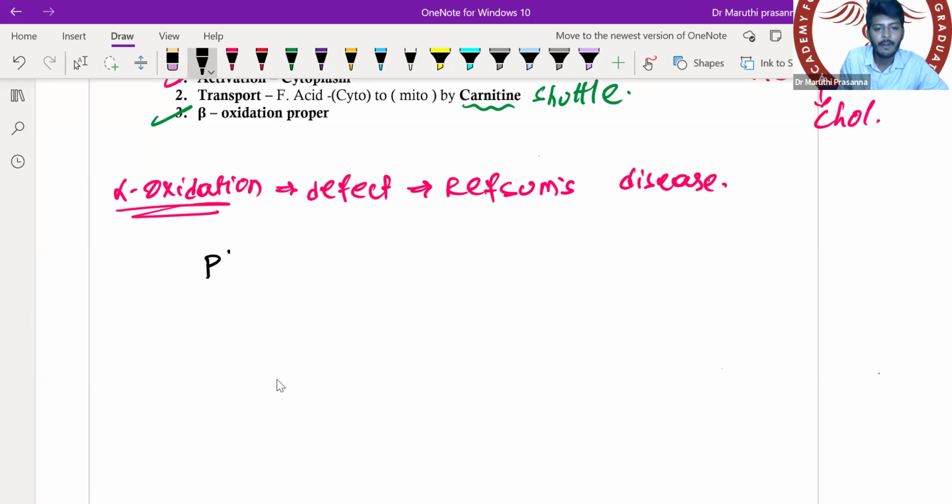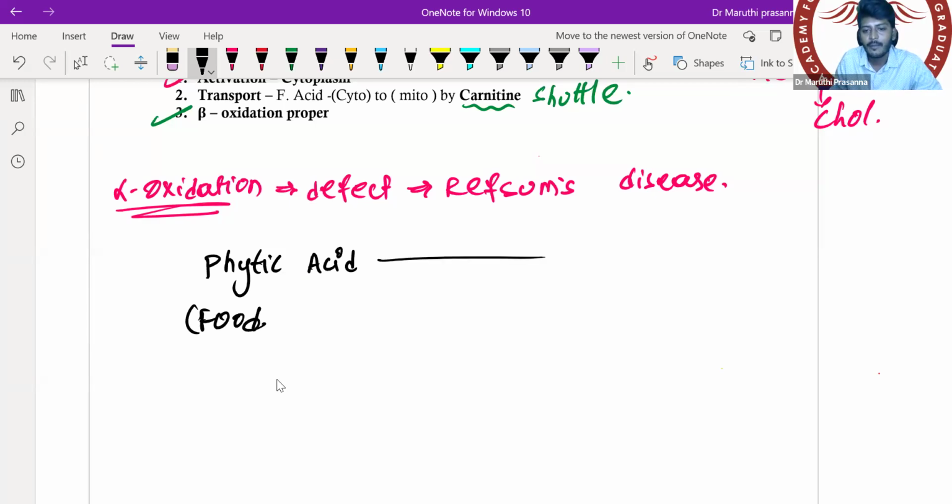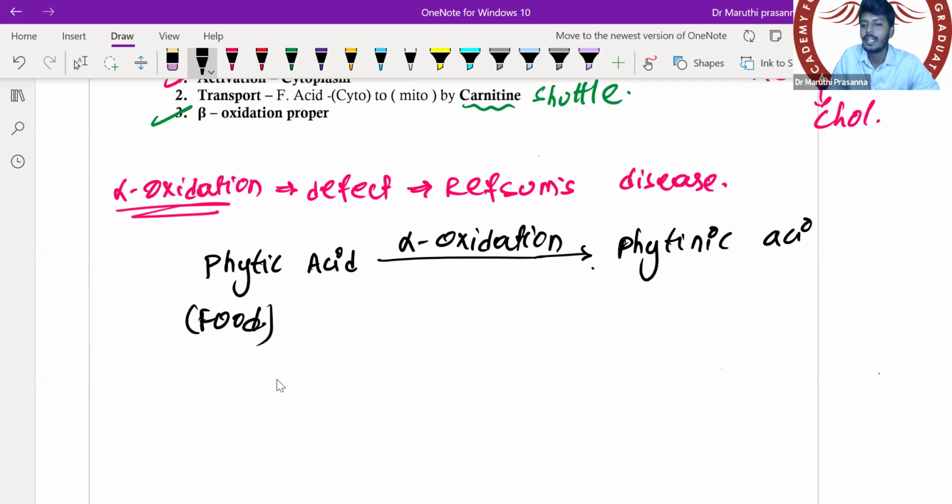In alpha oxidation, we have phytanic acid. Phytanic acid is predominantly present in foods. This phytanic acid will first undergo something called alpha oxidation. After it undergoes alpha oxidation, it will give rise to something called pristanic acid. Now this pristanic acid can enter into beta oxidation.